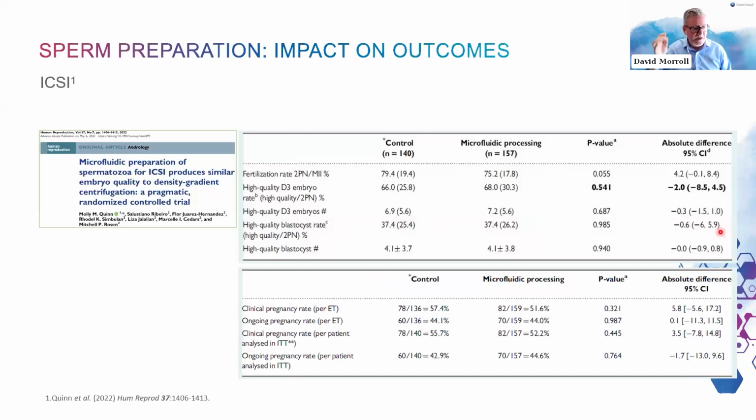This is the same paper I've mentioned previously from Molly Quinn and colleagues in the US, comparing microfluidic processing, a Zymot ICSI device in this case, to a density gradient. And again, they didn't really see any difference in outcomes. But note, that's a Zymot ICSI device that uses microchannels and is designed specifically for very poor samples. It's not the same device as the porous membrane you see in the Zymot multi.